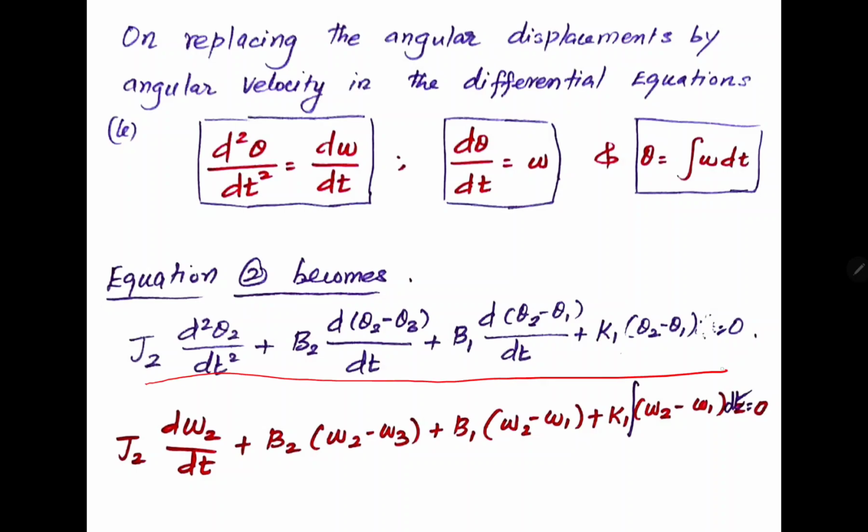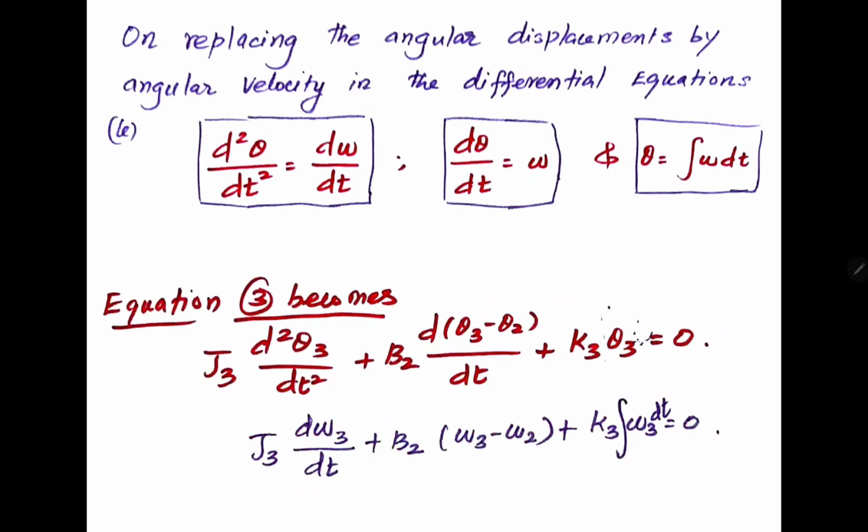So this is the second equation. I get J2 into d omega 2 by dt plus B2 omega 2 minus omega 3 plus B1 omega 2 minus omega 1 plus K1 integration omega 2 minus omega 1 in dt is equal to 0. The third equation, when I change it with respect to angular velocity, I get J3 d omega 3 by dt plus B2 omega 3 minus omega 2 plus K3 into integration omega 3 into dt is equal to 0.